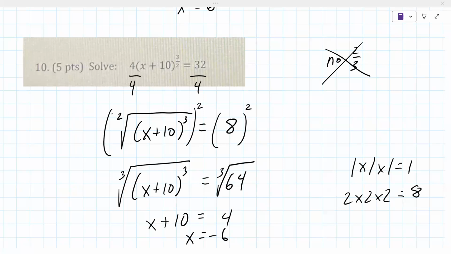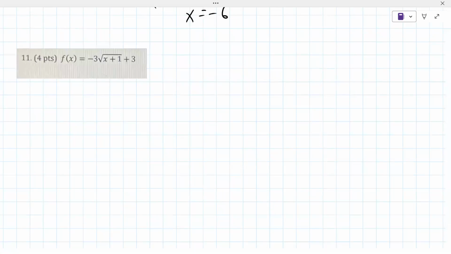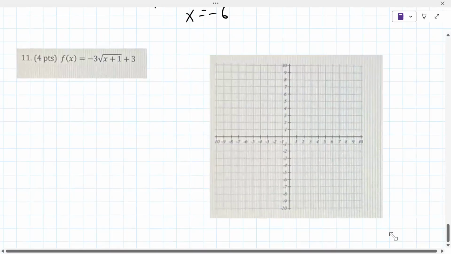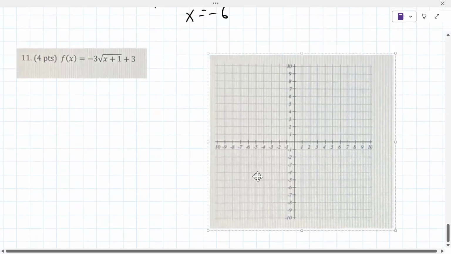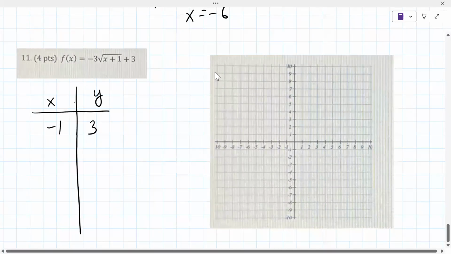All right, on to number 11, which is a graph. We're going to make a table and we're going to graph over here to the right. Okay, do you remember anything about graphing square root functions? Oh no. Okay, so there's this really important point, which is -1, 3. The -1 comes from the x plus 1 inside here. When x is -1, what does x plus 1 become?